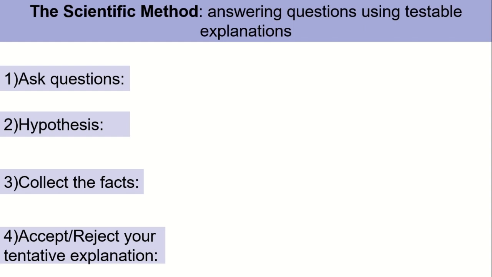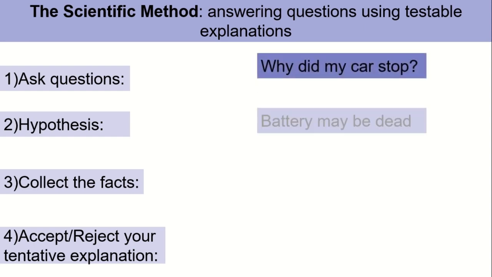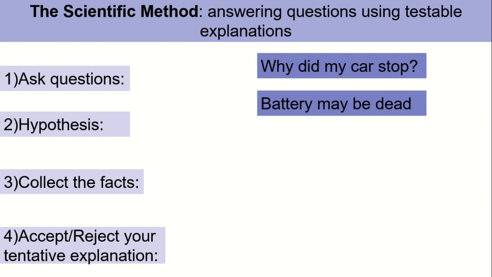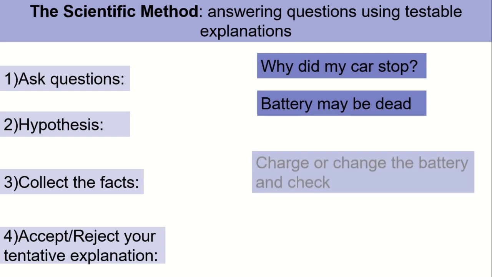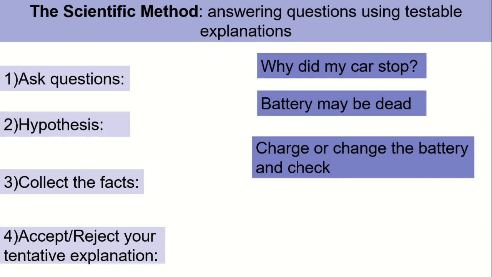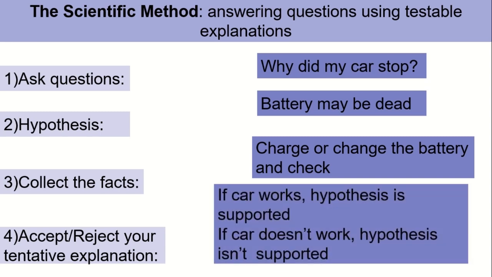Let's make an example. Imagine you have a car and you had a problem with your car and it does not working. So first you should ask a question. Why did my car stop? Then make a hypothesis. Maybe battery may be dead. Then charge or change the battery and check whether it is working or not. If your car is working, the hypothesis is supported. If the car does not work, the hypothesis is not supported. So to make a scientific experiment, scientific method, you need to do these basic steps.